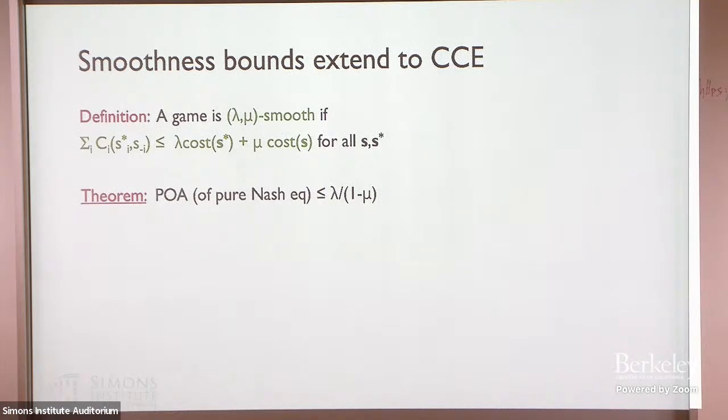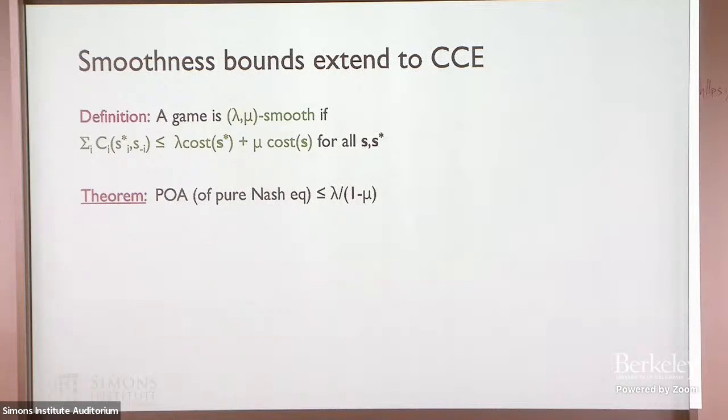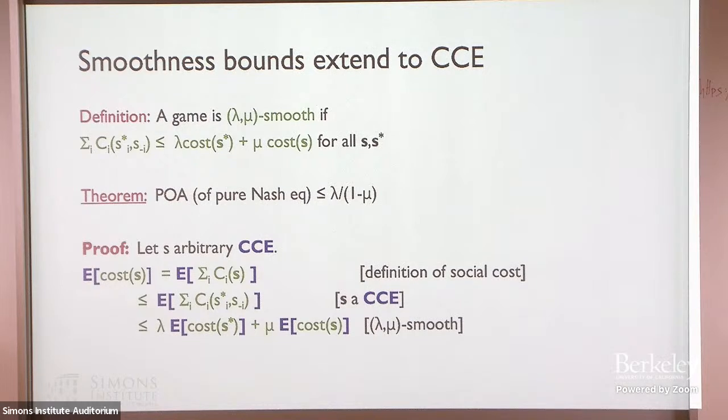And the very nice property here is that the proofs that we saw, developed by Roughgarden with the lambda-mu smoothness, actually immediately extend from the bottommost equilibrium solution concept, which is the pure Nash equilibria, all the way to the top, to the set of coarse correlated equilibria. Remember, this is the proof that we went through in three lines together. This comes from the definition of social cost. This comes from the definition of pure Nash equilibria. This comes from the smoothness. And here's how the proof goes for coarse correlated equilibria.